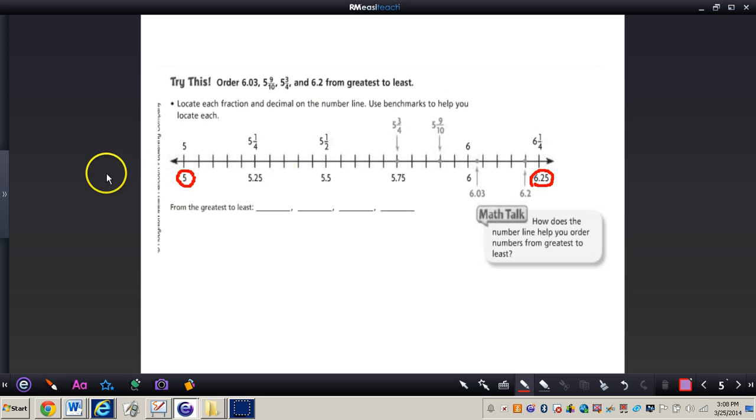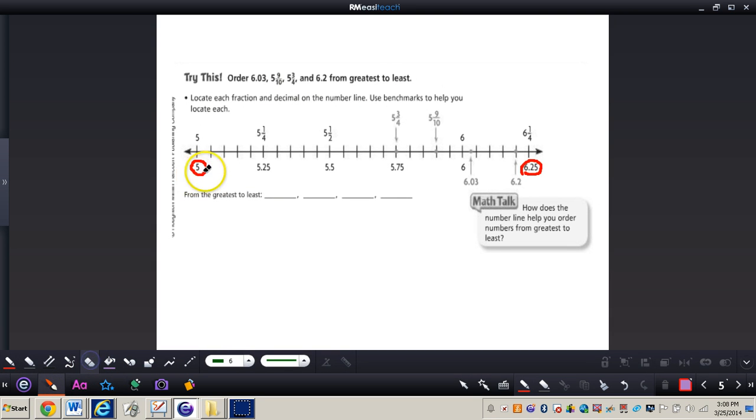We don't need to start at 0 and go all the way up to 6. We can just start right at 5, and the reason we can start at 5 is because the least whole number is 5. There's no sense in going all the way from 0 to 5. Next, we want to locate all of the benchmark fractions on our number line. Luckily, those are all there for us: 5 and 1/4, 5 and 1/2, 5 and 3/4, even 6, and then 6 and 1/4. We want to order these from greatest to least.